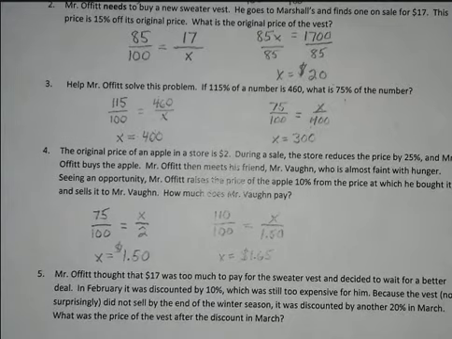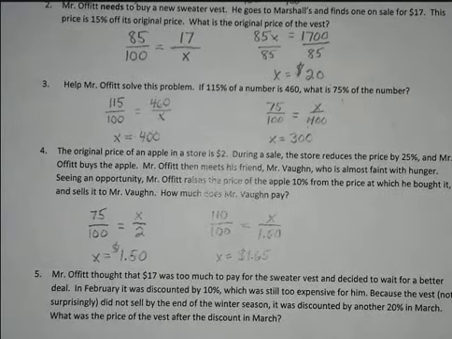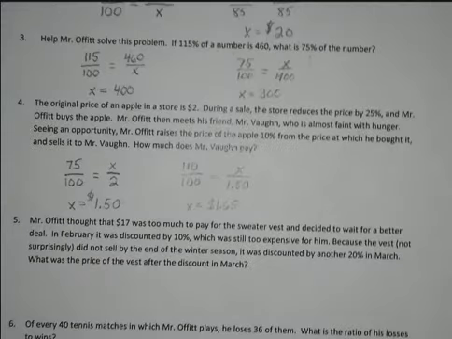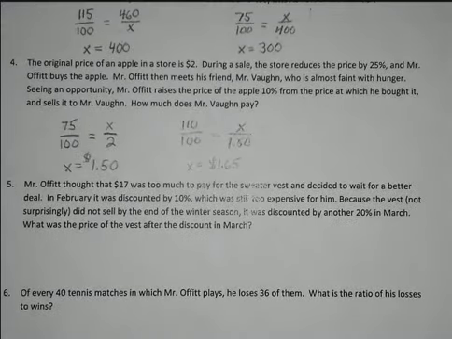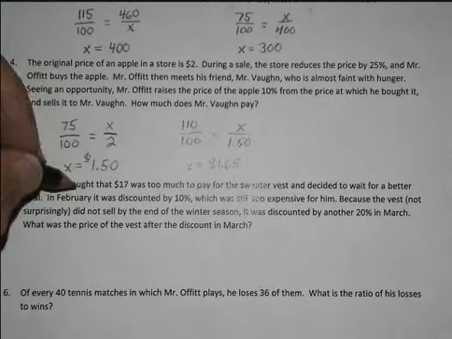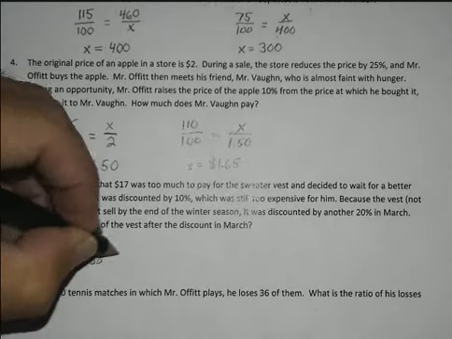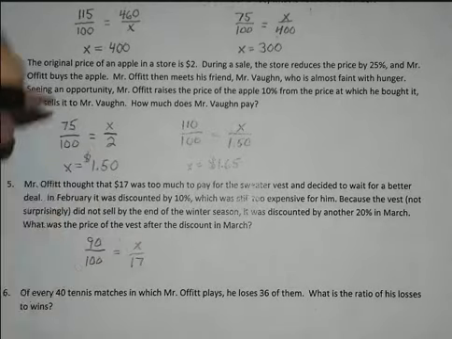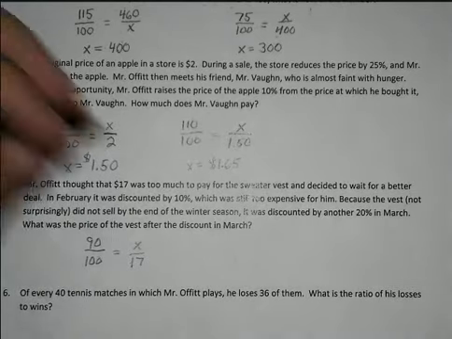Poor old Mr. Vaughn. Alright, we're back to the sweater vest. Well, we wish that he bought a new sweater vest, but unfortunately $17 was too much for him to pay, so he decided to wait. He waited into February, and it was discounted 10%, so that means the sale price would be 90%, so 90% over 100 equals x over 17.